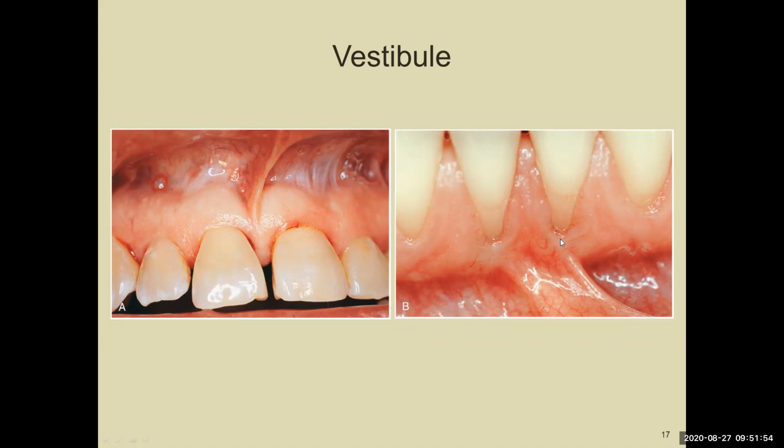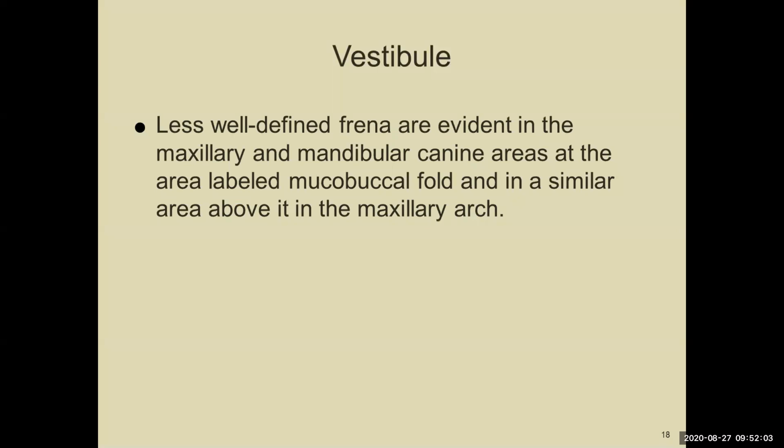And you can see how much it's pulled down. And on the inside where the tongue is, the same thing can happen. So we have less defined frena or frenula, depending on what the book wants to use. And they are evident in the maxillary and mandibular canine areas, at the area labeled the mucobuccal fold, and in a similar area above on the maxillary arch.